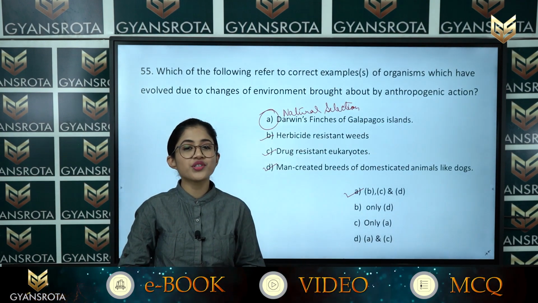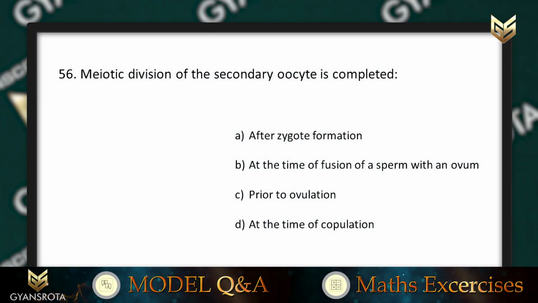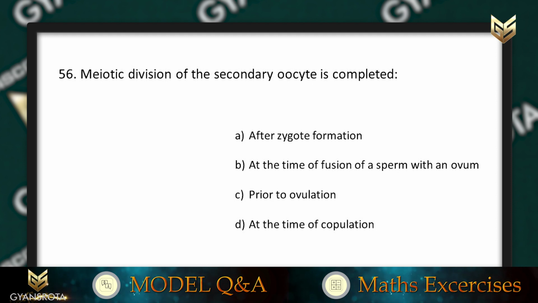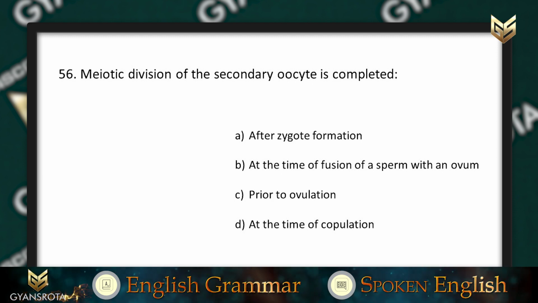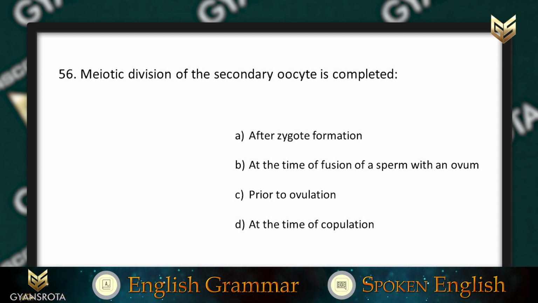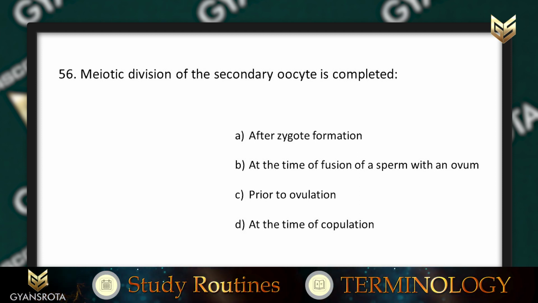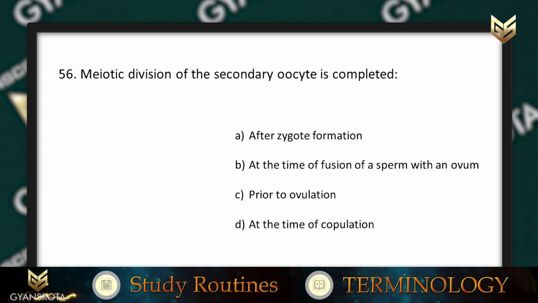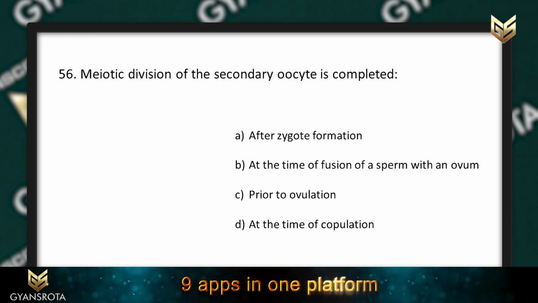Now, let us move on to the next question, that is question number 56. Now, in this question number 56, you can see meiotic division of the secondary oocyte is completed. Option number A, after zygote formation. Option number B, at the time of fusion of a sperm with an ovum. Option number C, prior to ovulation. And option number D, at the time of copulation.